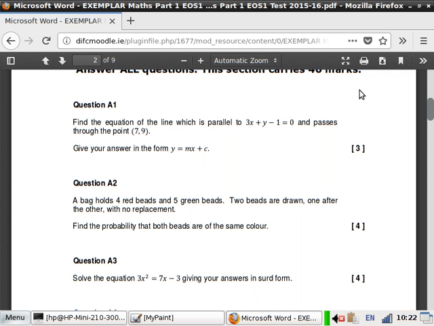So what I'm going to do is open up my stopwatch here, and I'm going to give you exactly 3 minutes to do the first question, and then we'll have a look at the answer. So if you can try the first one, and your 3 minutes start now. Here you go.